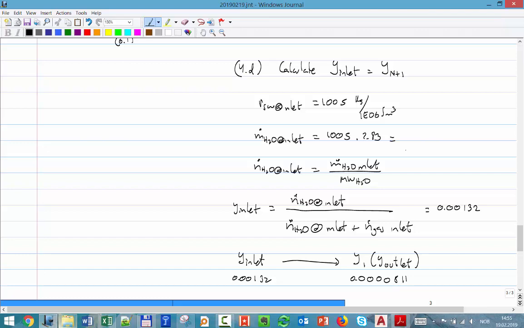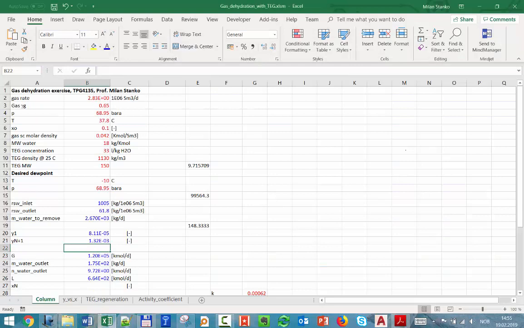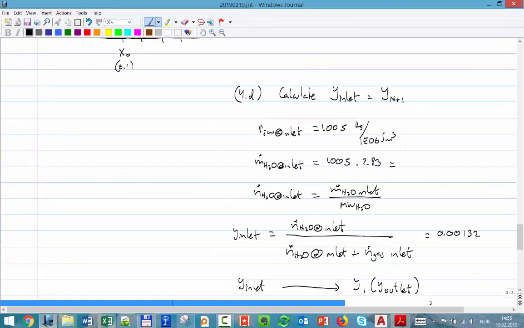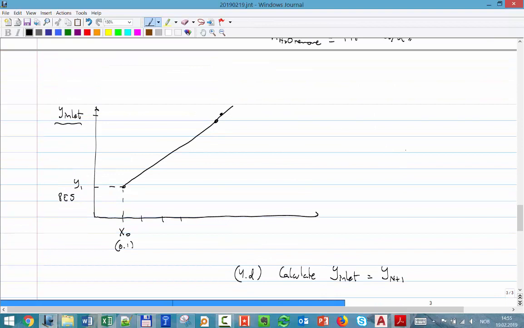Okay, so now we know until which value we have to make our plot. If we go back to our plot, it has to start from 8 to the 5, and here it should be made at least to 0.001. At least.